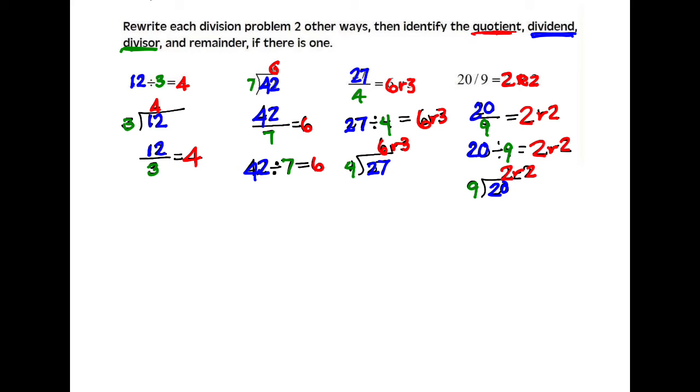Okay, and then one last one here. We need to figure out the remainder if there is one. And that's easy because it comes right after the R, right? Remainder, remainder, remainder. So for the first two, there is no remainder. You will never see remainder 0. You're just going to have it plain, like 4 is your answer. It's not 4 remainder 0.